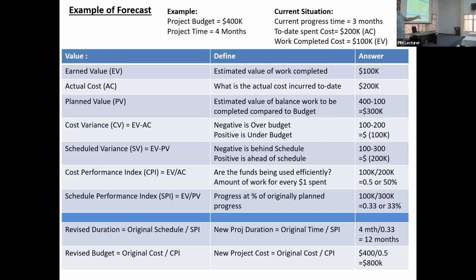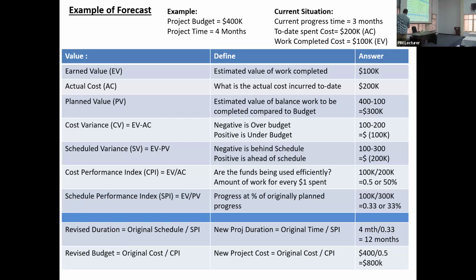Now let's use prediction, forecasting. So what he says is revised duration. How do you calculate the future? Original schedule divided by the SPI index. So original schedule is 4 months, divided by 0.33 will give you 12 months. Now this project which was planned for 4 months is going to take 12 months.